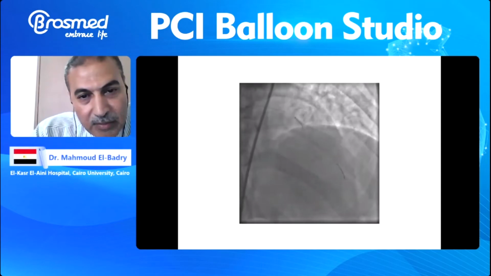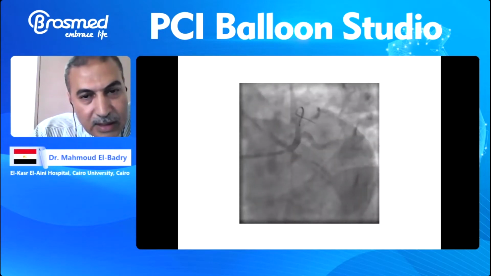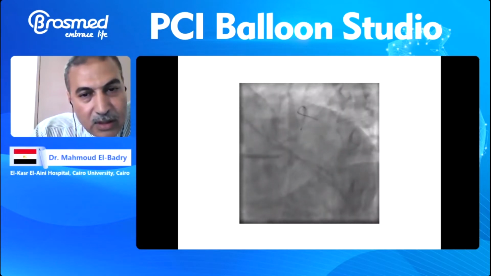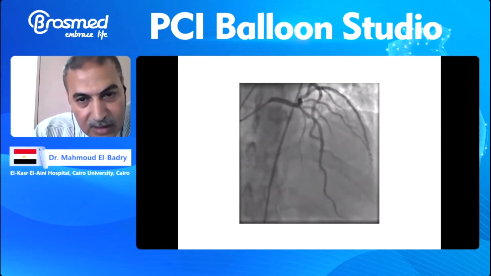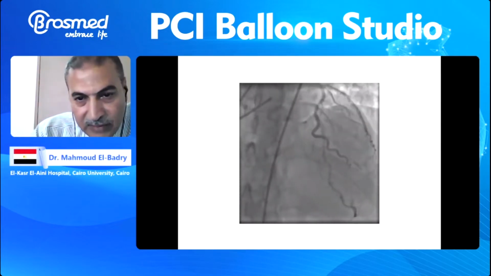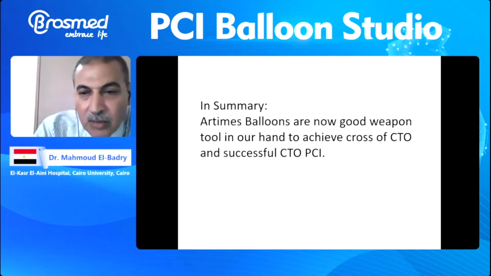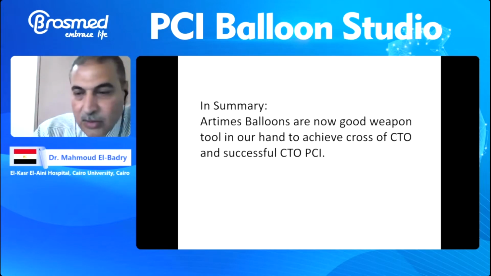So I did the balloon dilatation, the Artemis balloon, and started stenting of the diagonal branch without LAD compromise, and so this is the final result. In summary, Artemis balloons are now achieving crossing and successful.